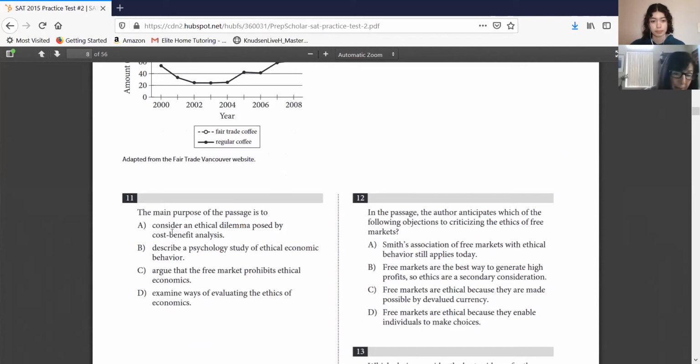Okay, the main purpose of the passage is to, we said, consider an ethical dilemma posed by cost benefits. Can't really tell from that paragraph. Describe a psychology study of ethical economics behavior. Argue that the free market prohibits ethical economics, and examine ways of evaluating the ethics of economics. If you can, please, just from that paragraph, put a vote on which answer would be correct, A, B, C, or D. If you're not sure, don't feel like you need to be pressed to answer.